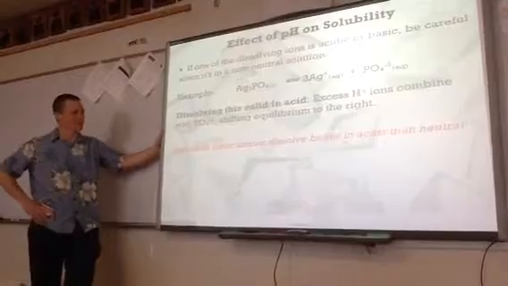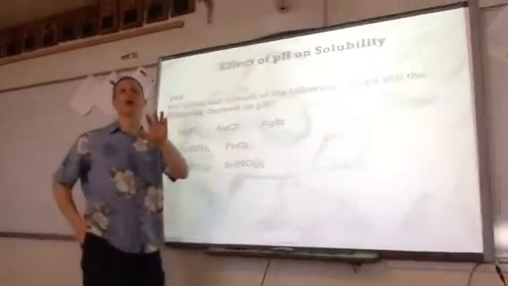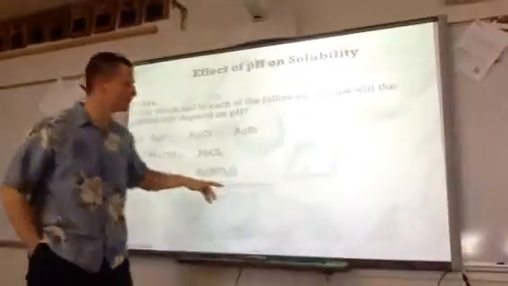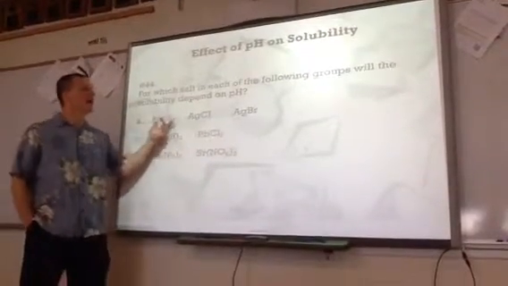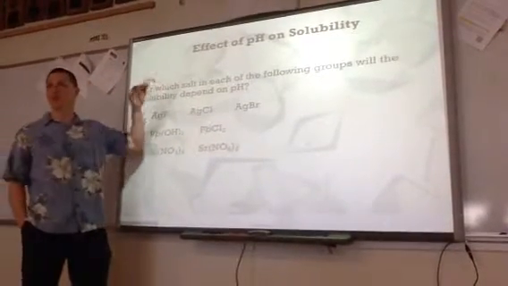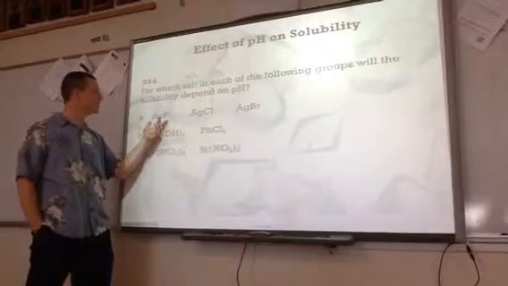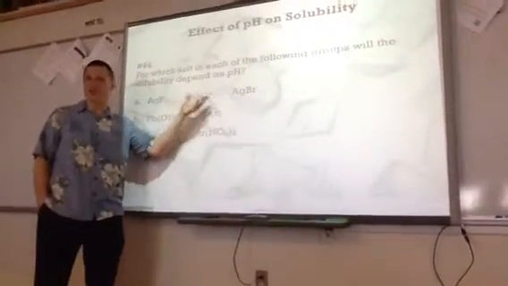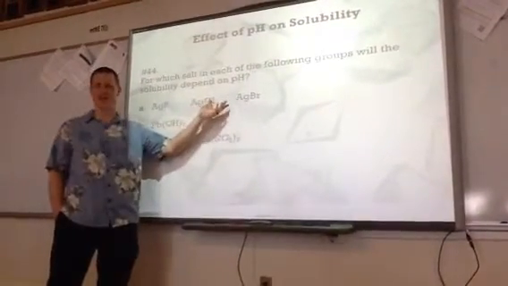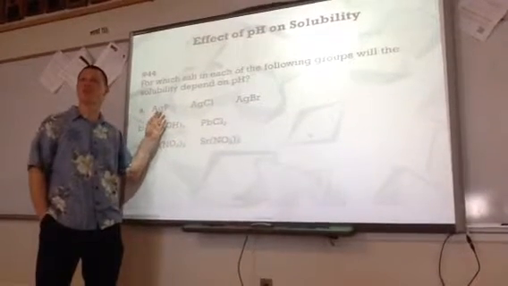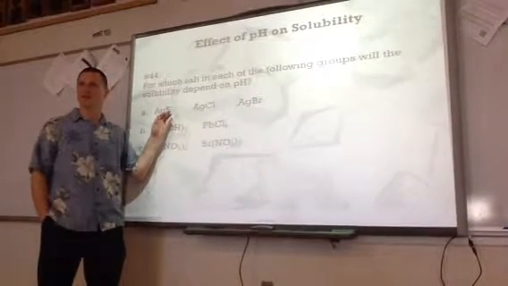Spencer, let's move on to one more. Now take a look. I know that your attention is starting to wander. This is number 44 in the book. So number 44 would say just this: which salt in each set, so we're just looking at the first set in A, one of these will dissolve better in acid than the others will.